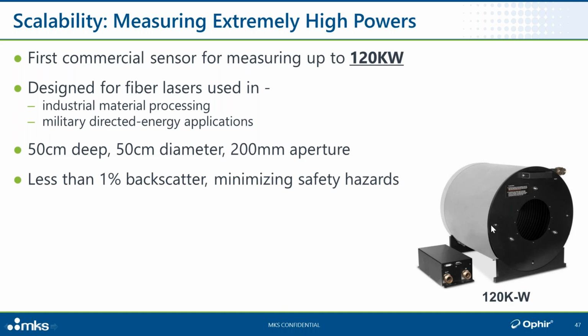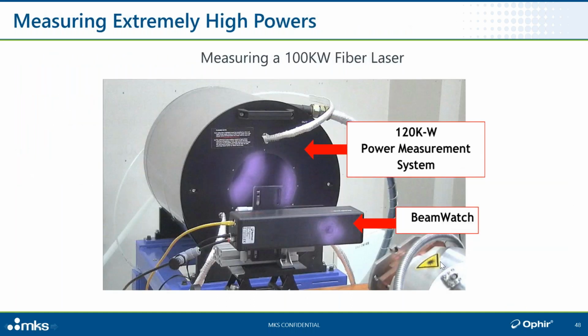It looks big. This is 50 centimeters by 50 centimeters desktop, and it's almost like a black body. So less than 1% of the incoming power backscatters out, which is a good thing when you're talking about 100 kilowatts. And the measurement module here does what I mentioned earlier. It measures the temperature increase of the cooling water and the water flow rate. And from those two pieces of information, it gives the power in the beam. Here you see it measuring at a customer location, a 100 kilowatt fiber laser.